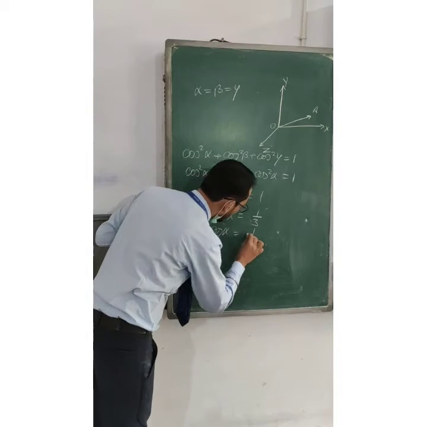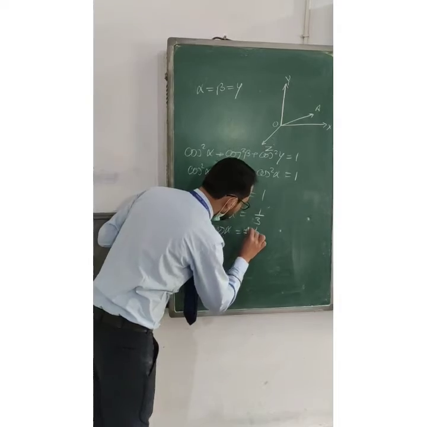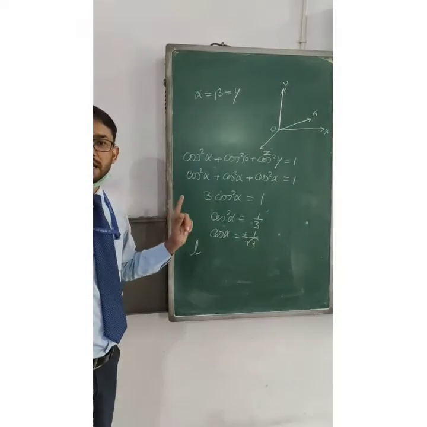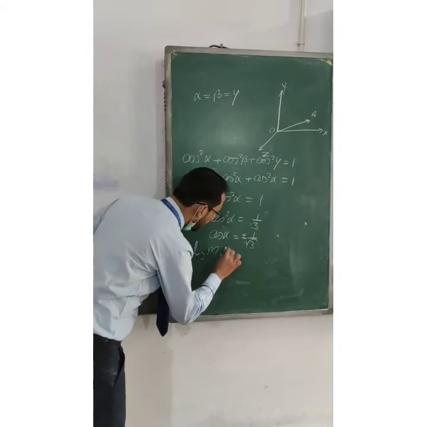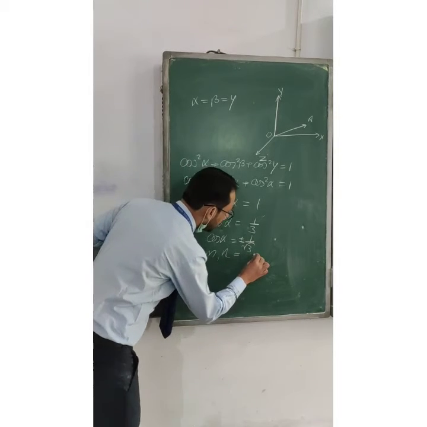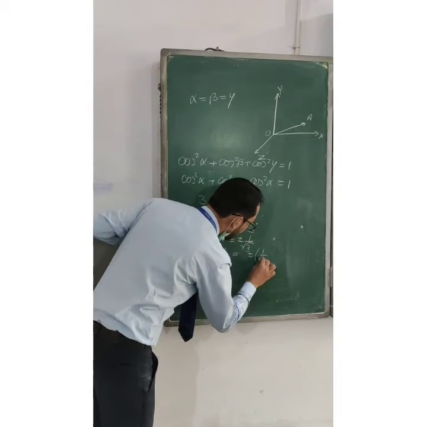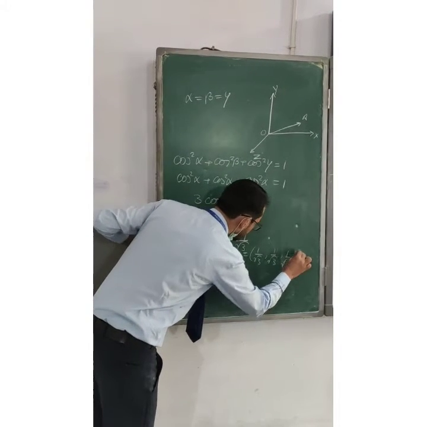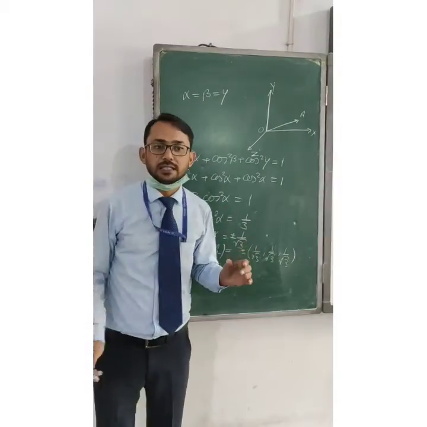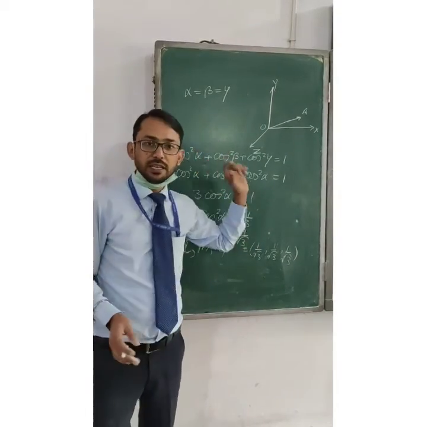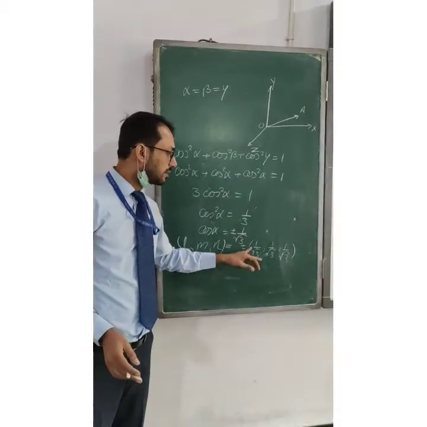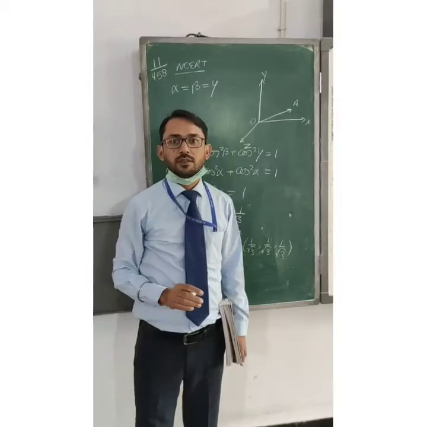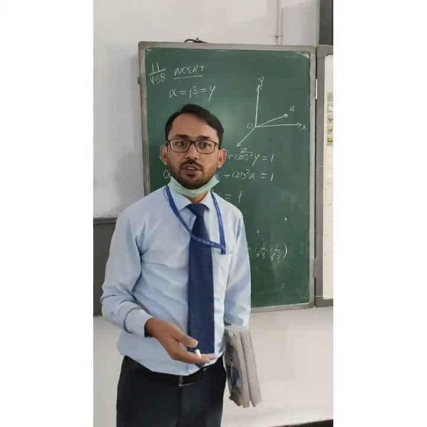Cos alpha equals plus minus 1 by root 3. Now this is l, the direction cosine of the x-axis. m will also be the same and n will also be the same. So that will be equal to plus minus 1 by root 3, 1 by root 3, 1 by root 3. So this only goes to prove what he has said in the question, that we need to prove the direction cosines are plus minus 1 by root 3, 1 by root 3, 1 by root 3. Now we are going to the next question of NCERT.